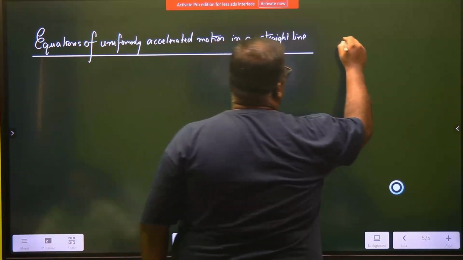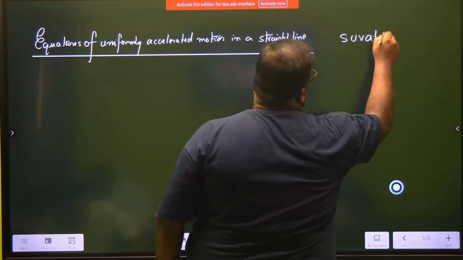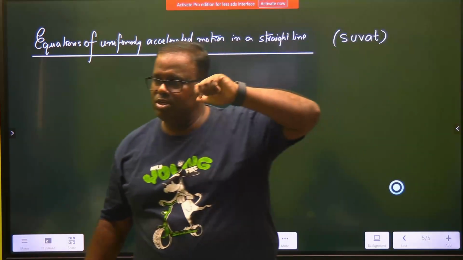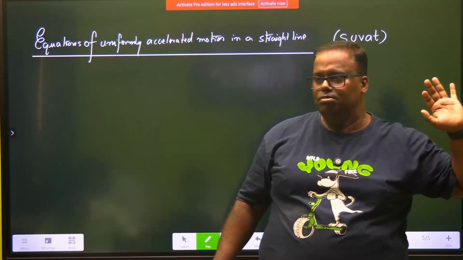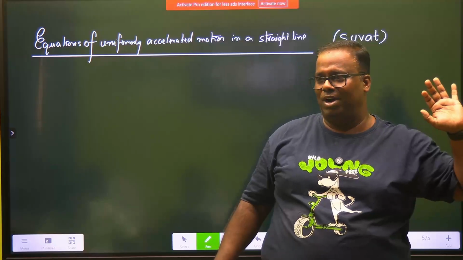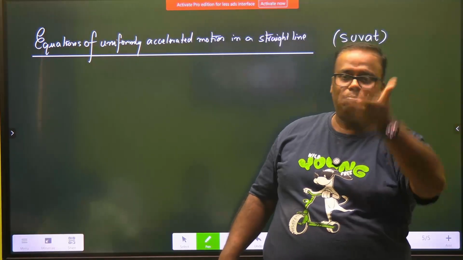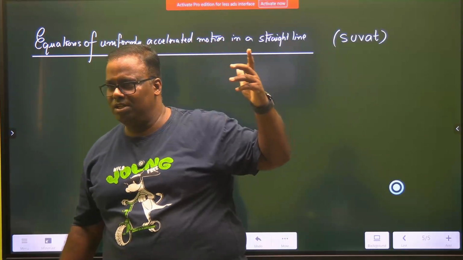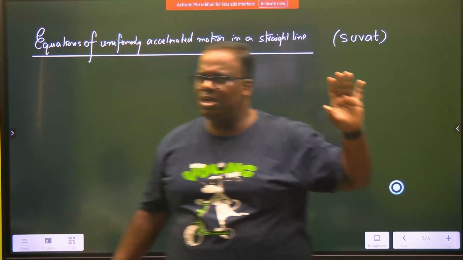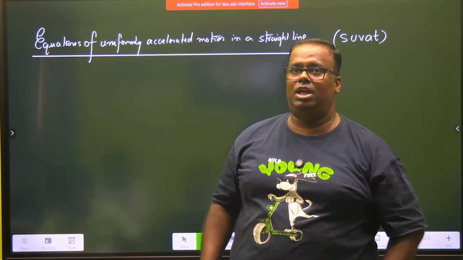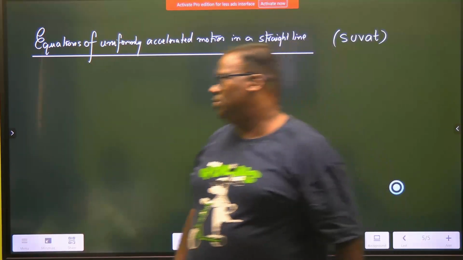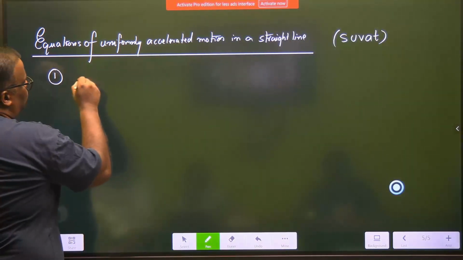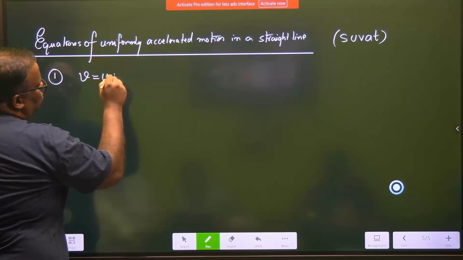And these equations are known as your SUVAT equations. There will be three equations. In each of the equations, one of the parameters will be absent. That's the best part. And you will be asked to find out some missing parameter. So you will first see which parameter is absent, so which equation should be picked up. Based on that, you will be doing your problem. Okay? So the first equation of motion. The first equation of motion is given by V equals U plus AT.